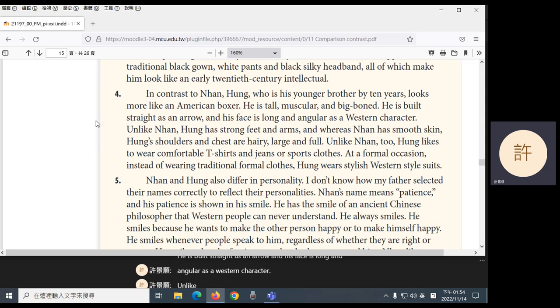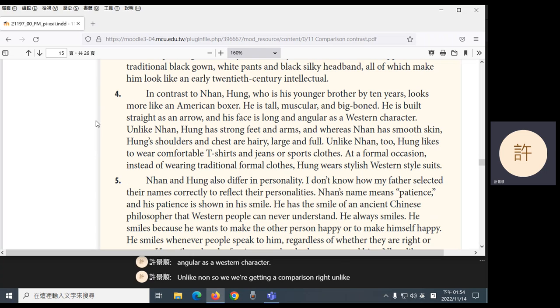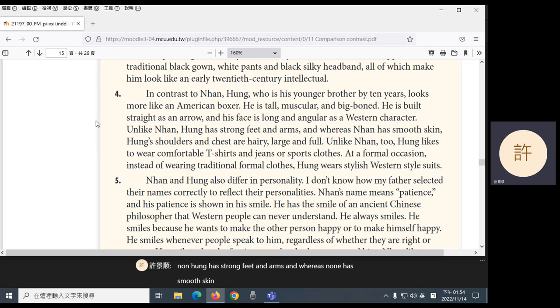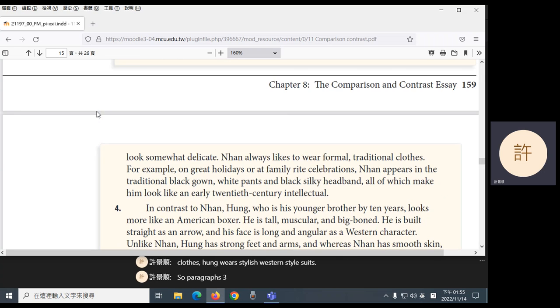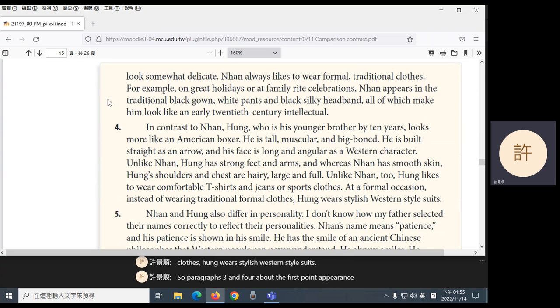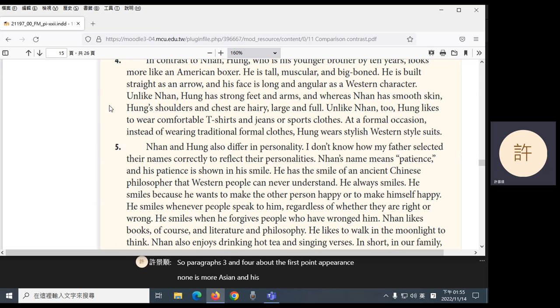Unlike Nan, so we're getting a comparison, right? Unlike Nan, Hung has strong feet and arms, and whereas Nan has smooth skin, Hung's shoulders and chest are hairy, large, and full. Unlike Nan too, Hung likes to wear comfortable t-shirts and jeans or sports clothes. At a formal occasion, instead of wearing traditional formal clothes, Hung wears stylish Western-style suits. So paragraphs 3 and 4 are about the first point, appearance. Nan is more Asian, and his younger brother Hung is more Western.